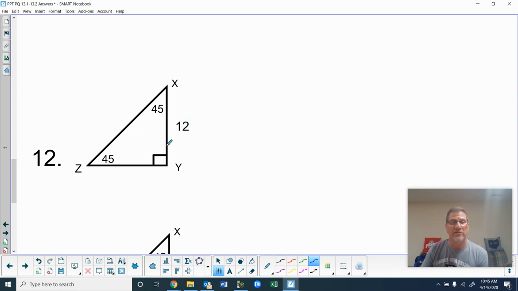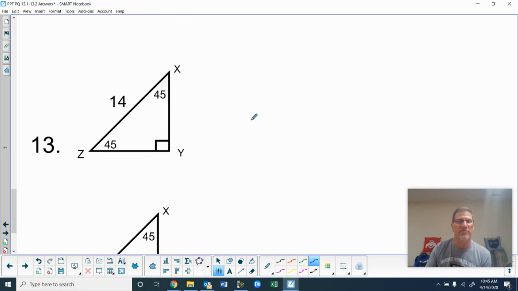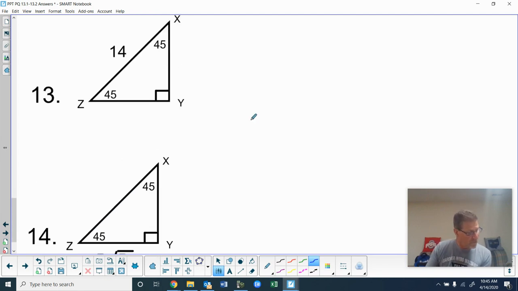All right, number 12, 13 and 14 are the 45s. So remember, these two sides on the 45s will be equal, and the hypotenuse is what we're looking for. For number 12 is hypotenuse, XZ. All you do is take the side and multiply by the square root of 2. So you're finished. That's all you had to do. Only had one answer for 12, 13, and 14. All right, so number 13, I'm giving you the hypotenuse, and I want XY. I want this side.